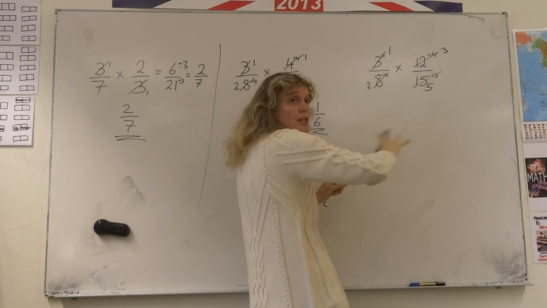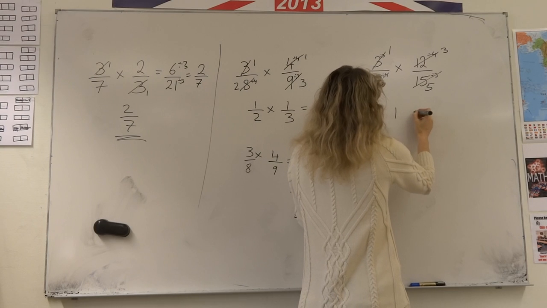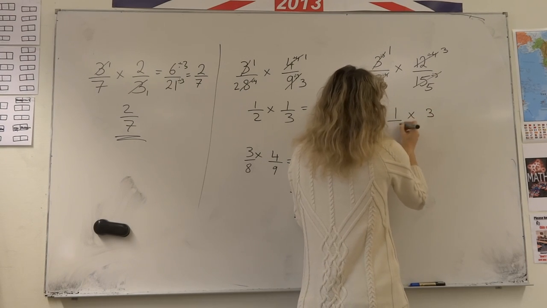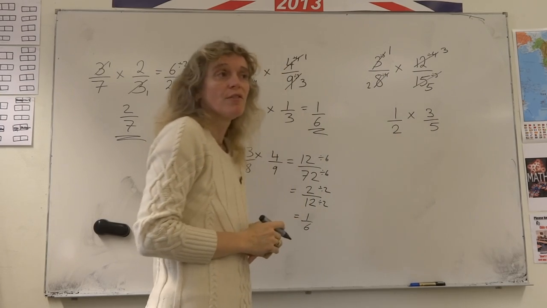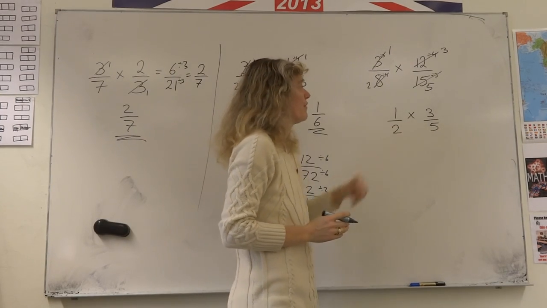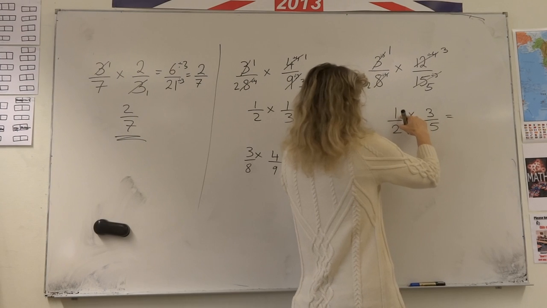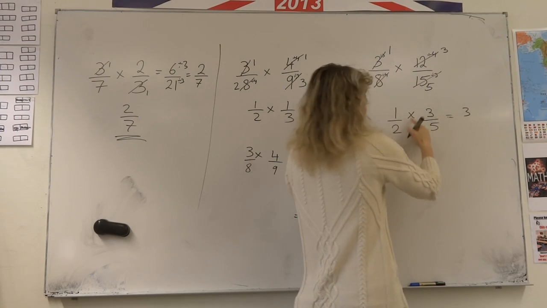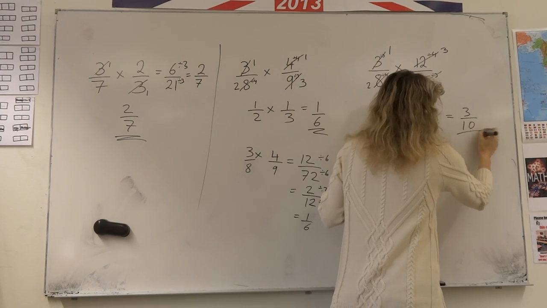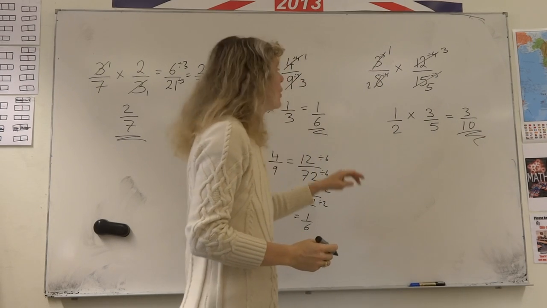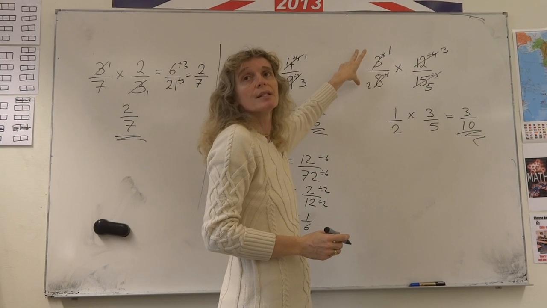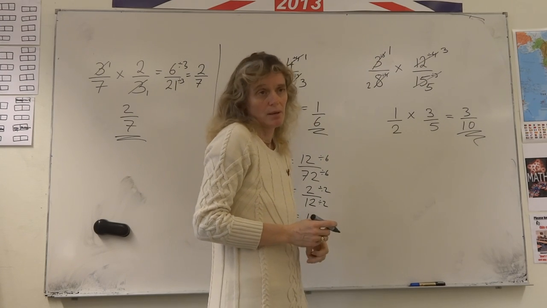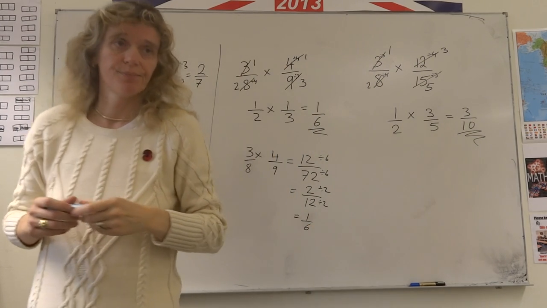So I'm changing this fraction into 1/2 times 3/5. So a half times 3/5. Now I get the answer directly. 1 times 3 is 3. 2 times 5 is 10, giving me 3/10. So this simple technique, it takes a bit of getting used to, but it can save you a lot of time in calculating fractions.